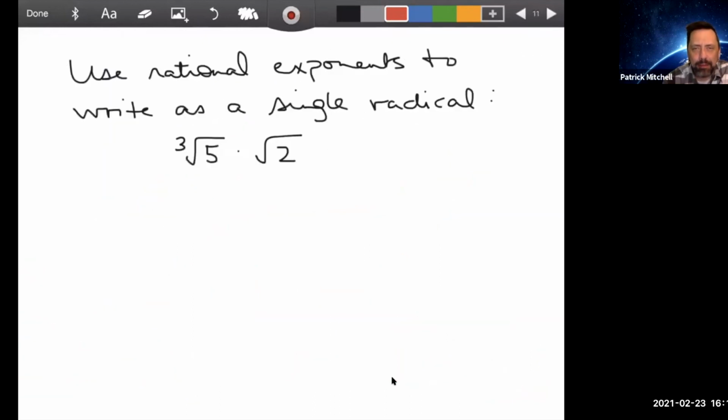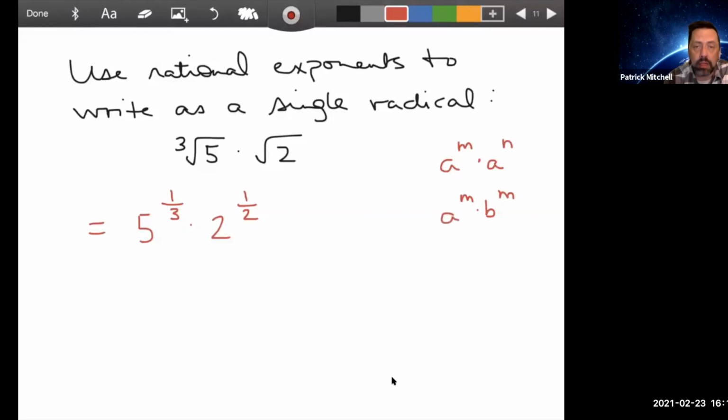And now on to my favorite problem, the cube root of 5 times the square root of 2. So we're going to start off by rewriting this as 5 to the 1/3 times 2 to the 1/2. Now, unfortunately, there is no exponent rule that talks about how to simplify this kind of expression. There is a rule that talks about what to do when the bases are the same, and there's even a rule that talks about what to do when the exponents are the same. But there's no rule that talks about what to do when they're both different.